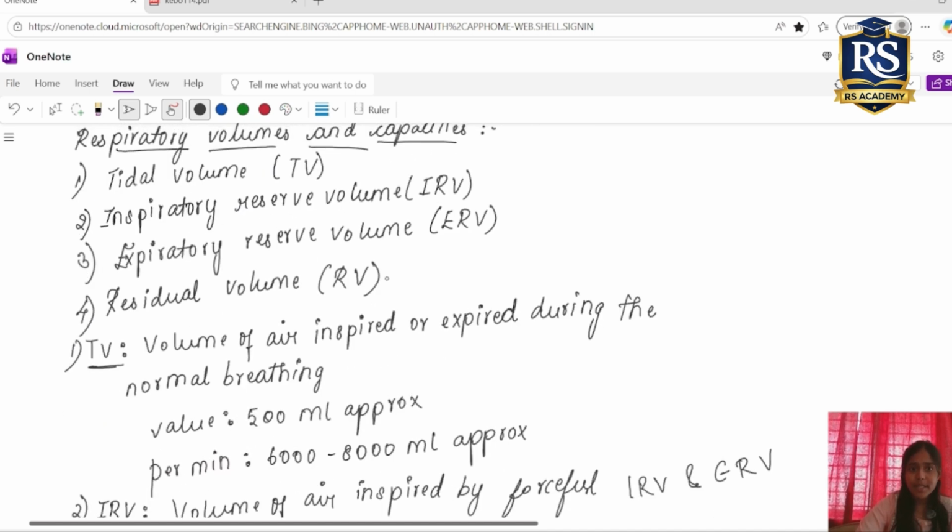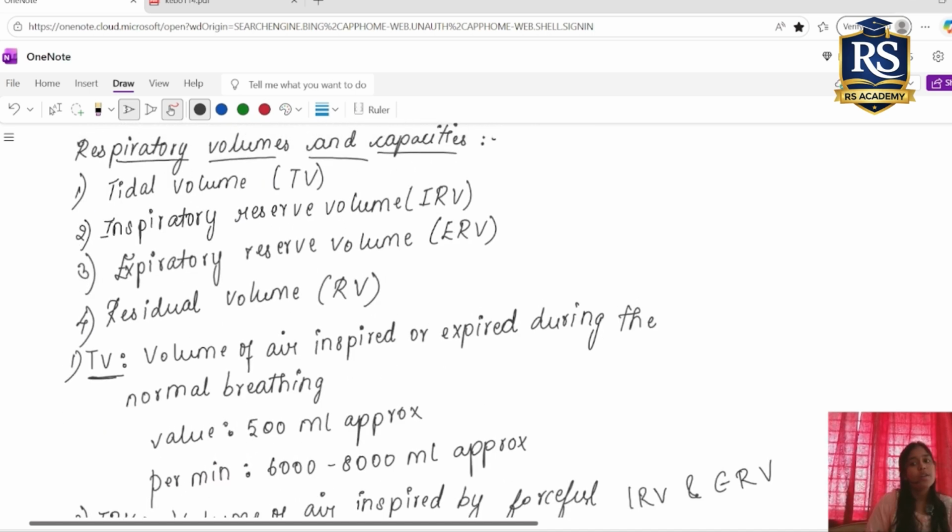Let's move on to the respiratory volumes and capacities. First, let us see respiratory volumes. So, respiratory volumes are the individual amounts of air involved in breathing. Okay. So, there are 4 types of respiratory volumes. What are all those? Tidal volume, inspiratory reserve volume, expiratory reserve volume, and residual volume.